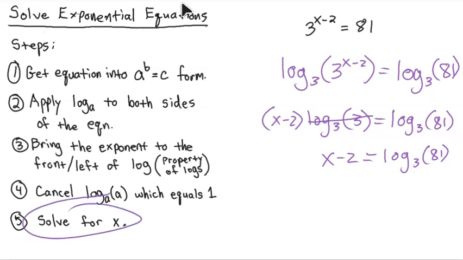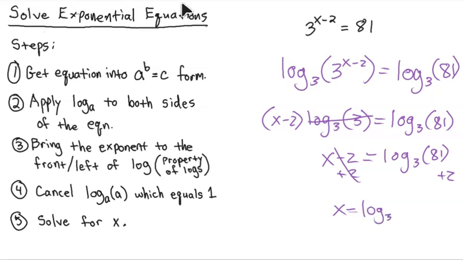Now we just solve for x. So we're going to add 2 here, and add 2 over here. This is going to cancel, and we're going to have x is equal to log base 3 of 81 plus 2. Now this log base 3 of 81, we can change using the change of base formula. So x is equal to the natural log of 81 over the natural log of 3, plus 2. This is the change of base, so it is the same thing.